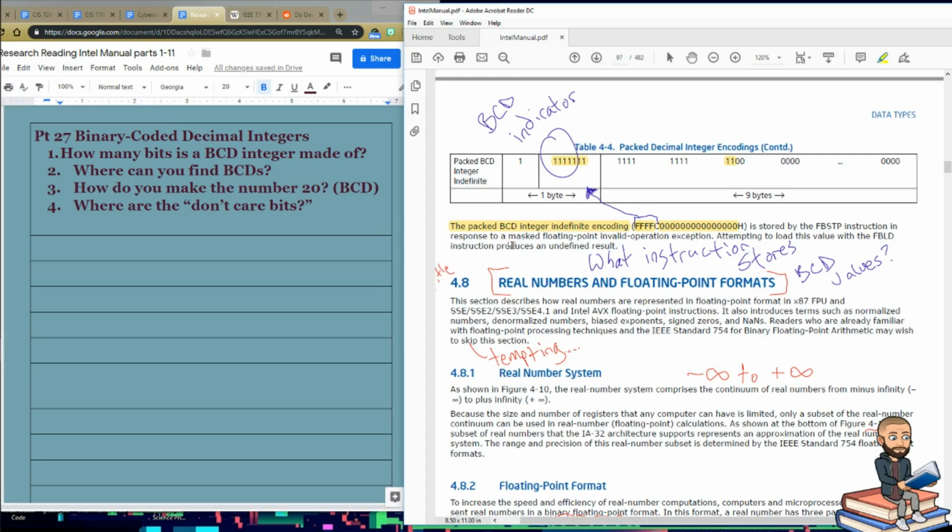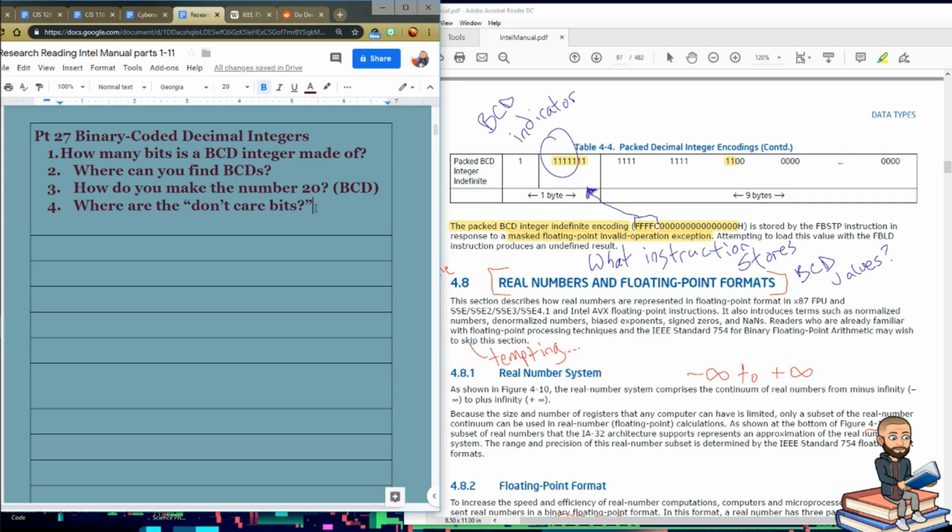So the packed BCD integer indefinite encoding is stored by the FBSTP instruction in response to a masked floating point invalid operation exception. That might be worth writing down right there. And if we're talking about masking, that is a similar concept in subnetting, or if you ever use the umask command. Usually when you're looking at a mask, we're looking at an AND gate or some sort of logic gate being used. Like I said, usually an AND one.